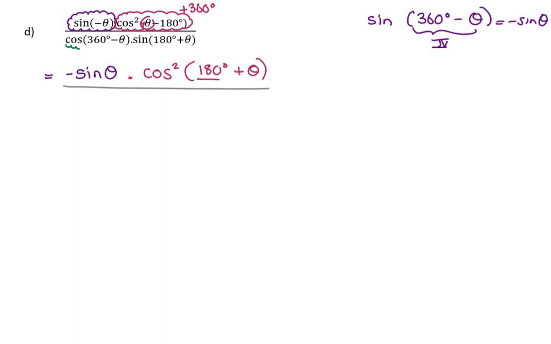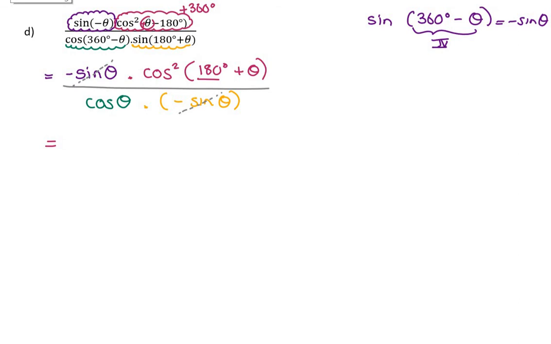Okay, now if I look at the bottom, cos of 360 minus theta, that's just normal reduction. That'll go into quadrant 4, and cos is positive in quadrant 4, so that's positive cos theta. And the last one, sine of 180 plus theta, that's quadrant 3, so that's negative sine theta, because sine is negative in quadrant 3. So I haven't quite finished dealing with my cos squared, but I can immediately notice that this negative sine theta and this negative sine theta are going to cancel.